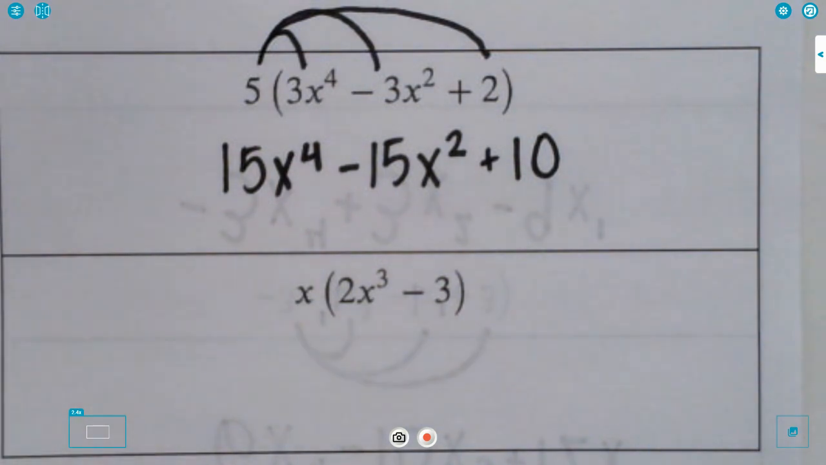So sometimes all you're going to distribute out is a number. And if that's what you're doing, then you just multiply everything by that number.